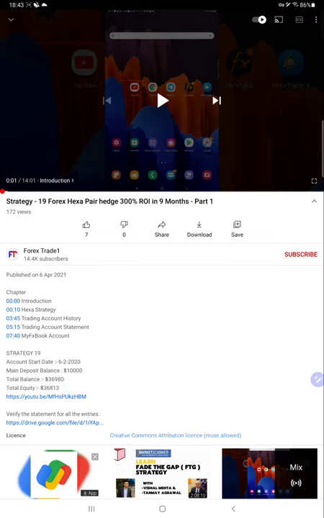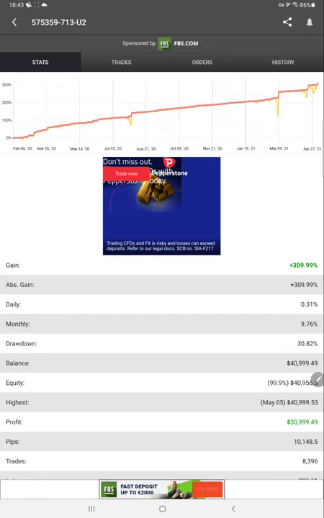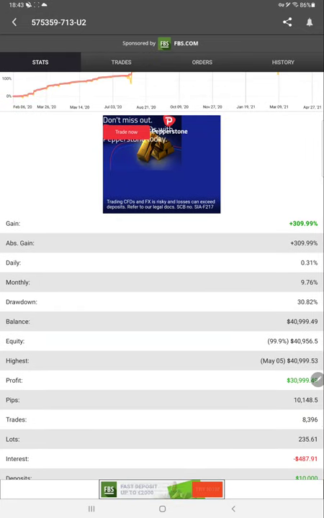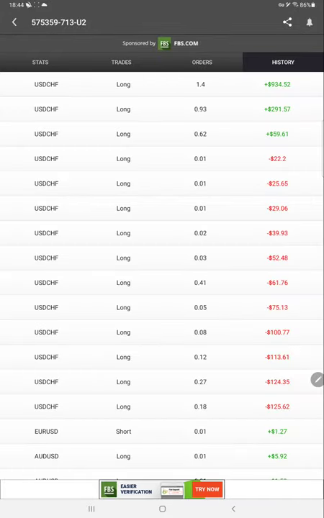So we'll see the MyFxBook. So here is the MyFxBook as per the update we saw in the previous video as well, and the current profit rise and each and every detail for the current balance, it is $41,000 as it is showing. So gain, absolute gain, daily percentage, monthly drawdown, each and every detail can be verified from the MyFxBook. As well, whatever the trades, orders, history, each and every detail for the Hexa strategy, it is available in MyFxBook. We'll see how much growth this account has made, particularly for this strategy. We'll verify a trading account statement as well for the same account.